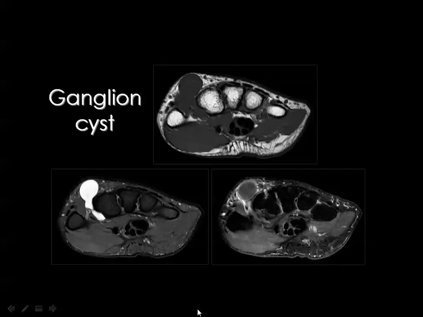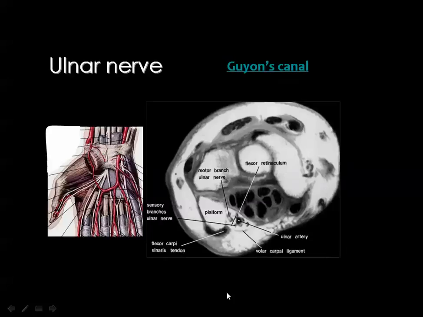Ganglia are common in the region of the wrist joint, either in the dorsal or the volar aspect. This is a cyst which is filled with fluid, low signal in the T1, high signal in the T2. And if you inject the contrast enhancement, the cyst will not enhance. This is the T1 fat suppressed post contrast image, and you cannot see enhancement of the cyst.